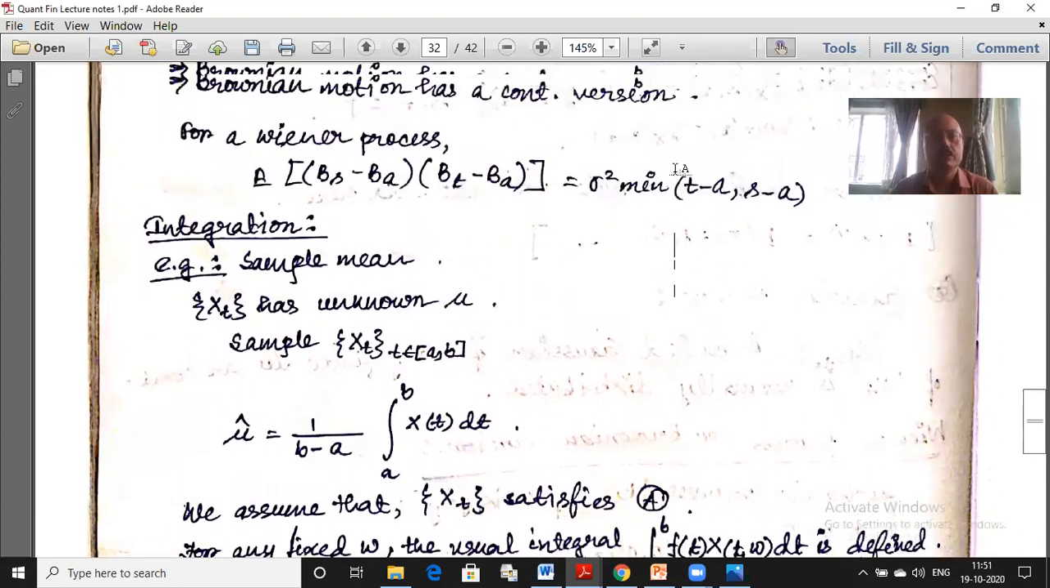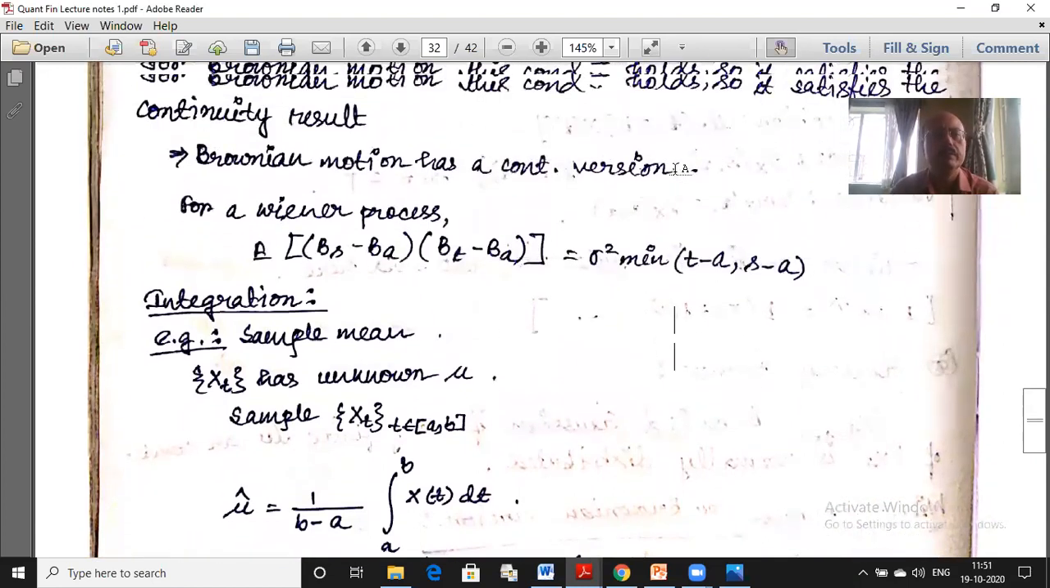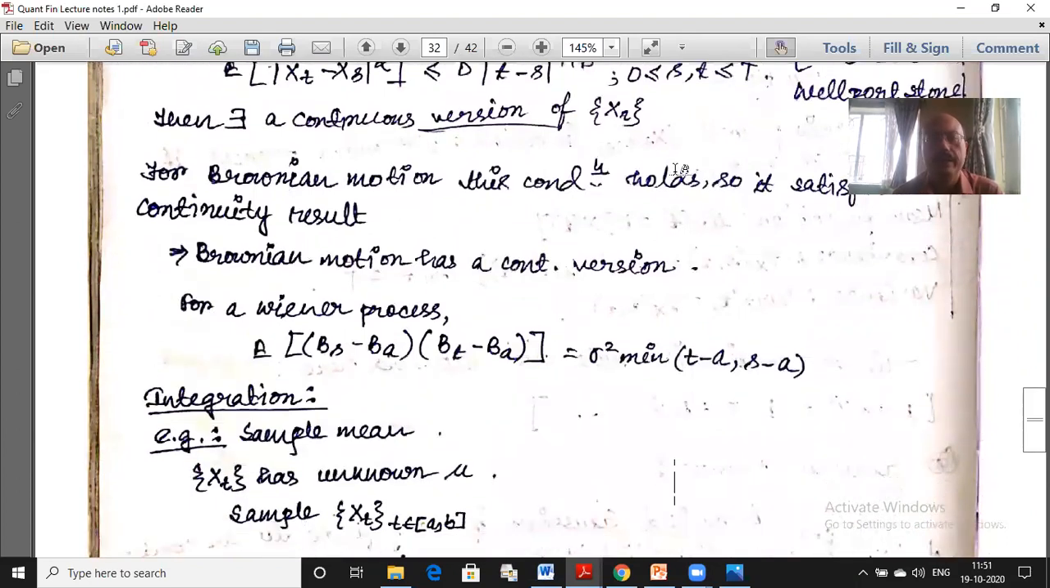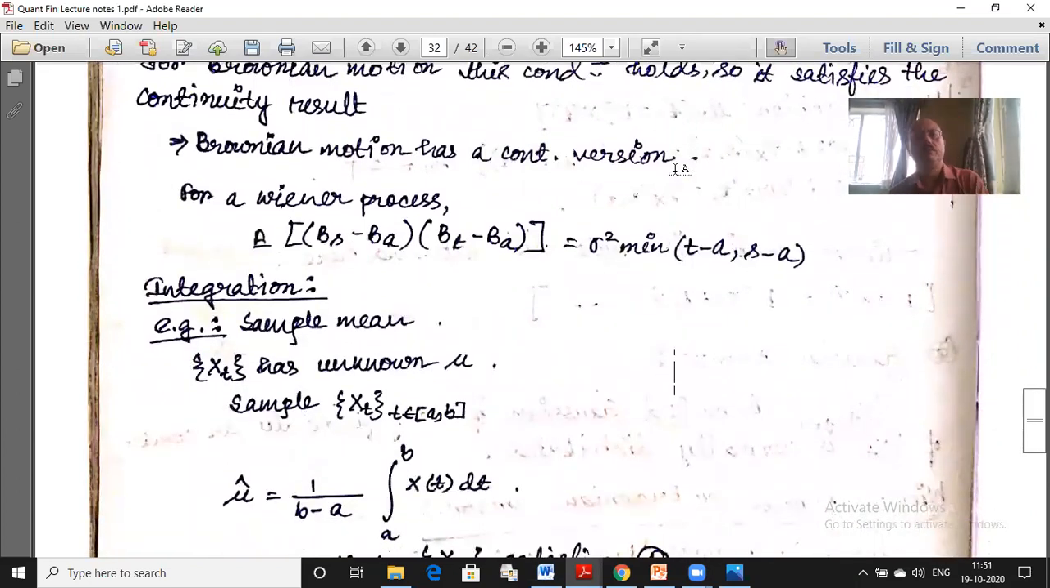So we stopped at the Kolmogorov continuity result, and we now know that the Brownian motion has a continuous version. Now we want to move on to the construction of the integration theory, which we need to solve the differential equation that we have notionally written.